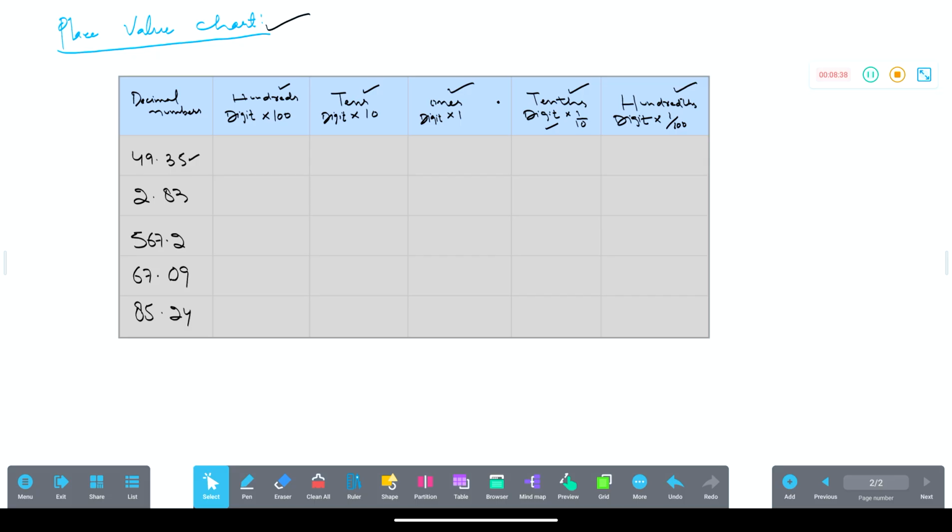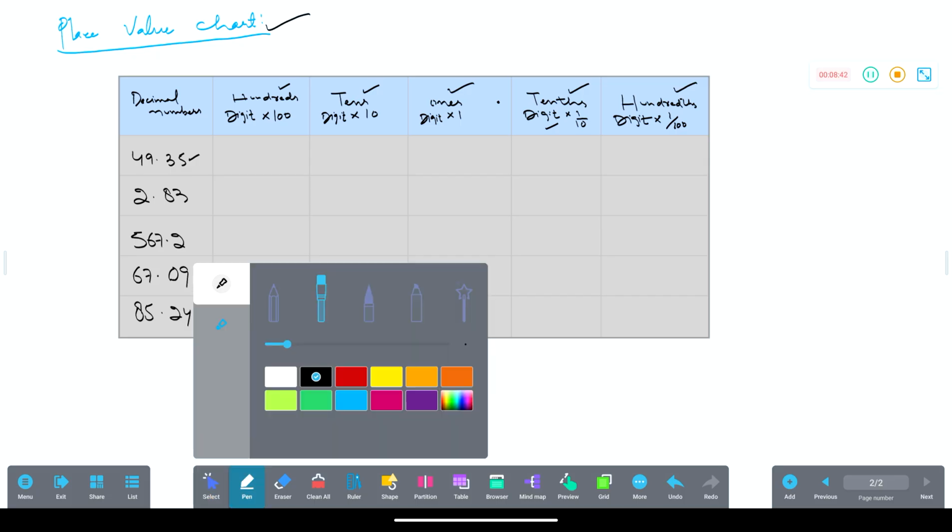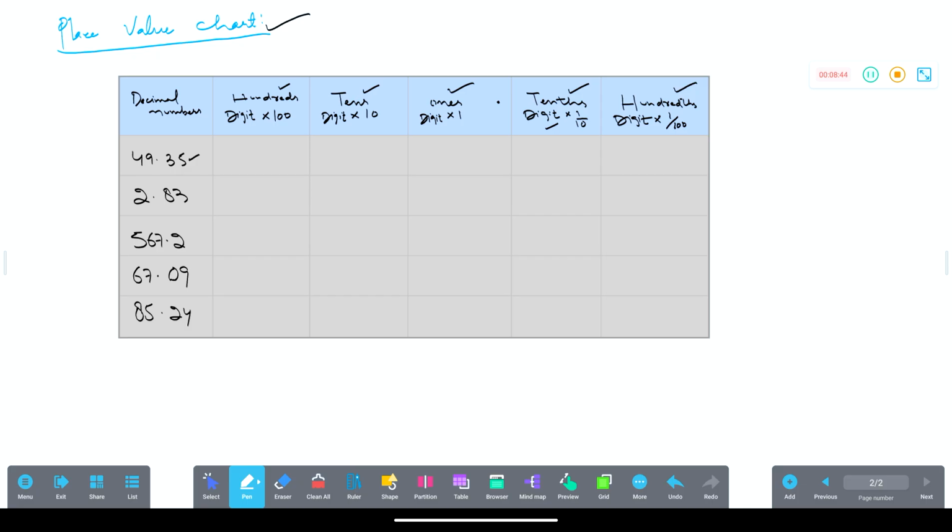These are actually the values of these places. So the digit at the hundreds place should be multiplied by 100. The digit at the tens place should be multiplied by 10. The digit at the ones place should be multiplied by 1. And the ones place digit will not change because 1 is the multiplicative identity.